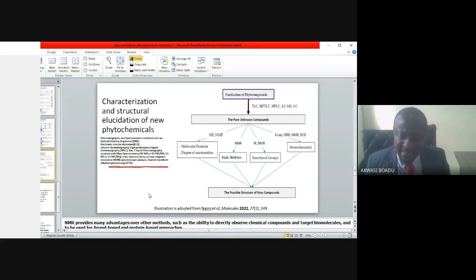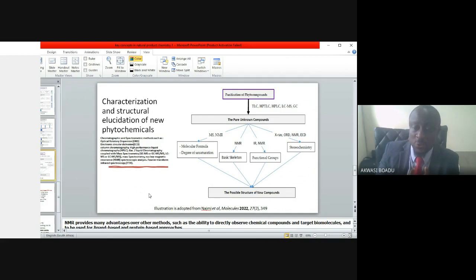Now, when these pure compounds are then identified, what then? Either we go and do biological activity, in vitro, in vivo, in silico, and clinical trials. Recently, most big pharmaceutical companies start with in silico. That is your molecular modeling approach, whereby we screen the compound for any activity. This in silico method is less cumbersome, more effective, it is cost effective, and gives results in a few minutes, if not seconds.